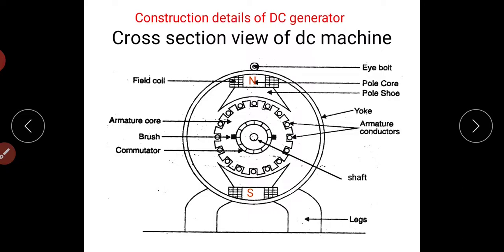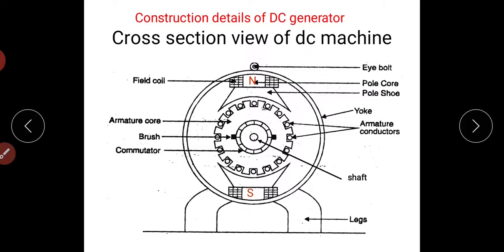This is a two-pole DC machine cross-section view. Here the number of poles equals 2: one north pole and another south pole. It is a two-pole DC machine. See the parts. Here this is the field system. This is one magnetic pole, and this is another magnetic pole. Combined, this is called the field system. The purpose of the field system is to produce the magnetic flux in a DC generator.